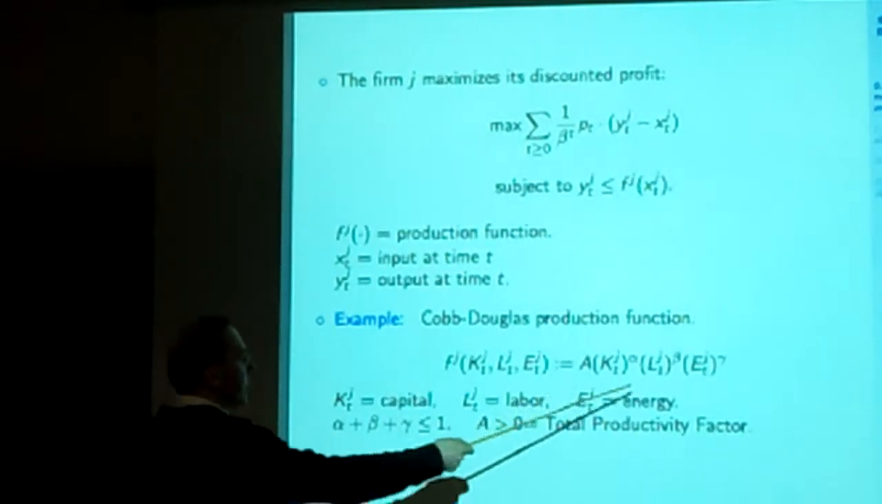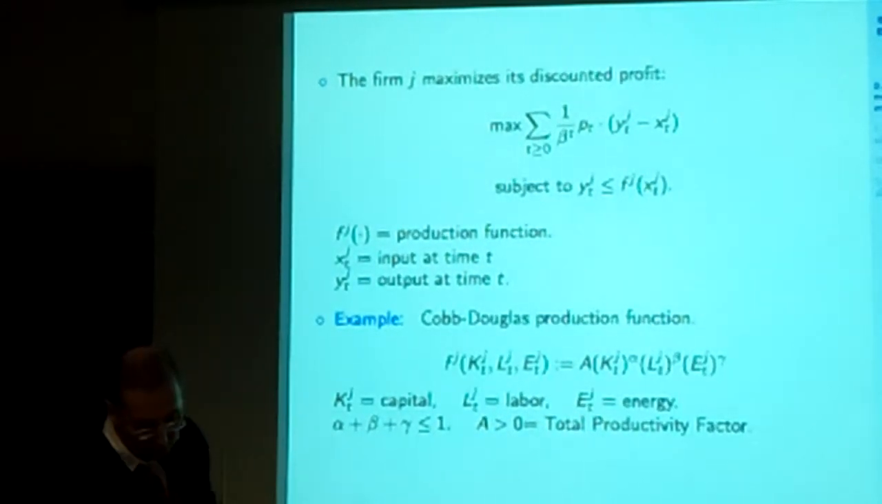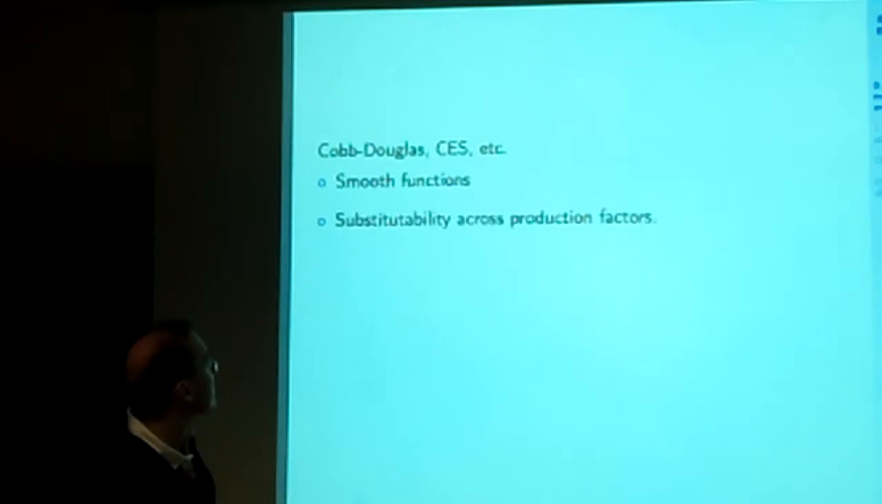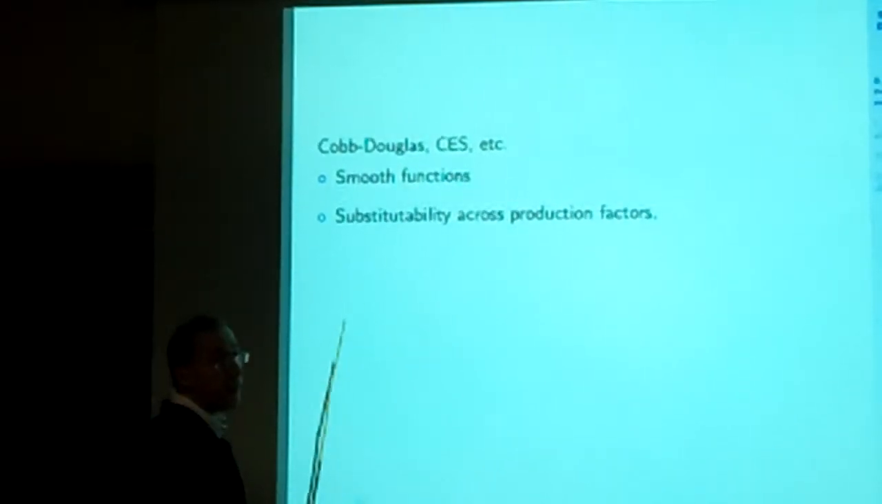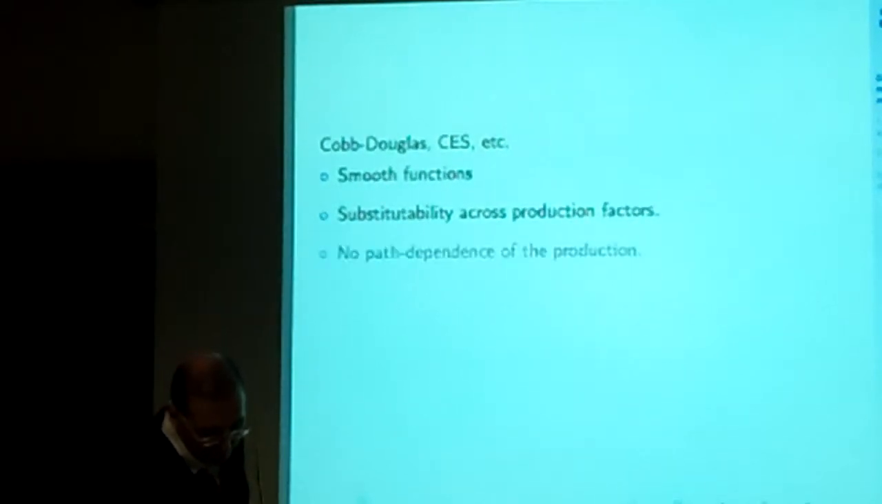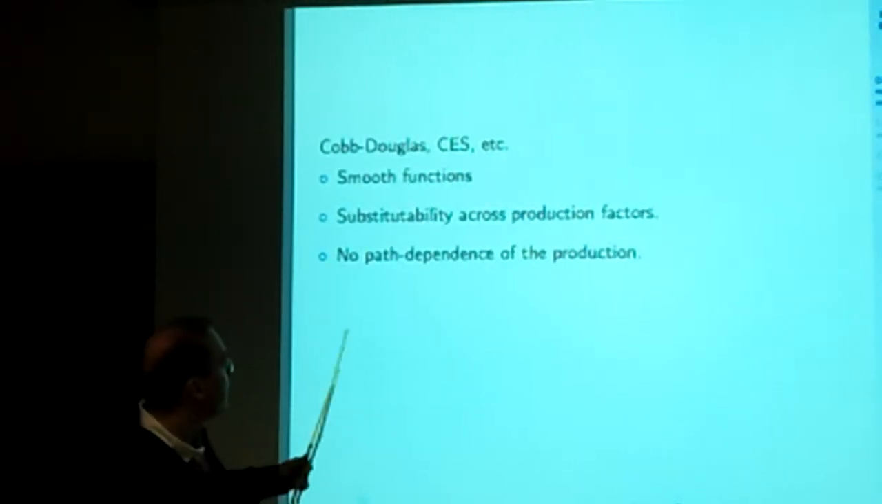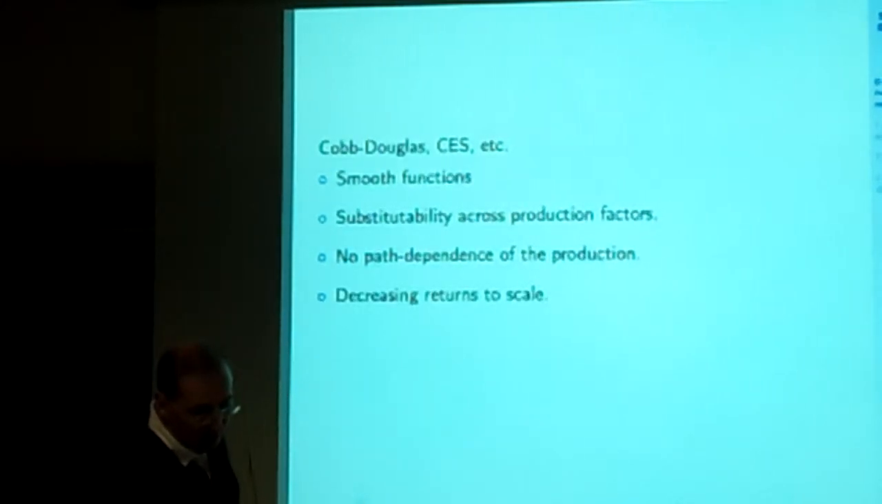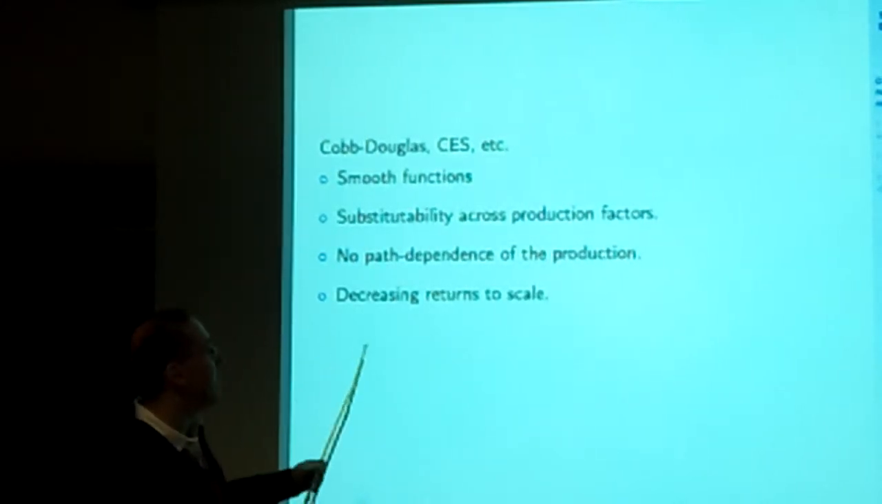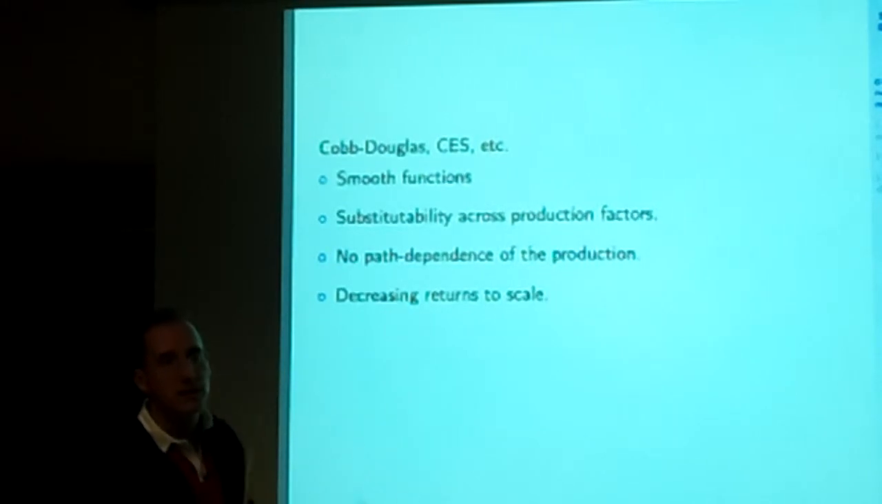An example, again, now you're familiar with it, is the Cobb-Douglas production function. All these production functions are smooth functions. They assume a kind of substitutability across production factors. There is no path dependence of the production. And usually you have decreasing returns to scale. This was discussed earlier.